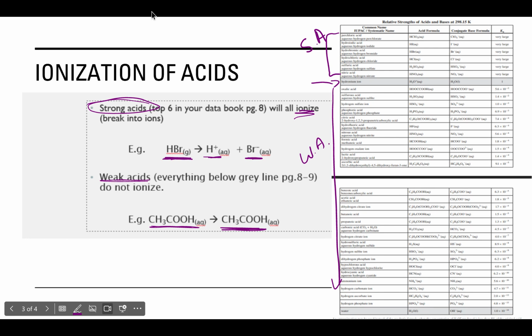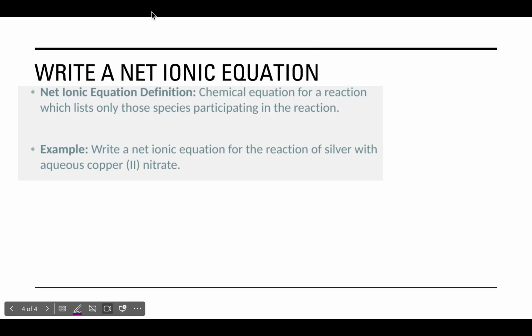Now we review that because that takes us into writing net ionic equations. And a lot of the times when you're looking at equations, there's a lot of things involved that don't actually do anything, and we want those to go away and see exactly what's reacting. So that is what a net ionic equation is. It shows you exactly the species that's participating in the reaction. So let's take a look at this first one.